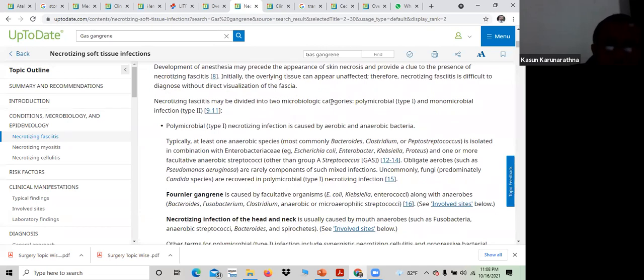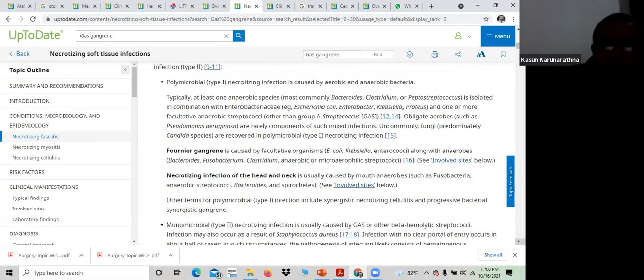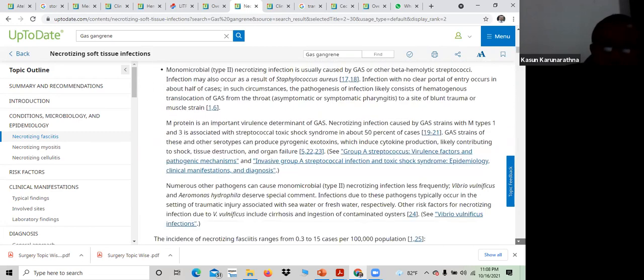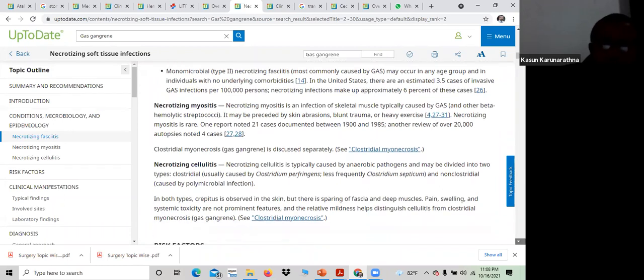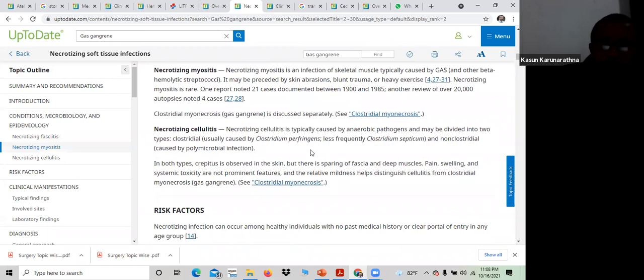Necrotizing fasciitis may be divided into two microbiological categories: polymicrobial and monomicrobial. Polymicrobial can be aerobic or anaerobic, right? Then necrotizing myositis, infection of the skeletal muscle, right? Then again, necrotizing cellulitis. It's typically caused by anaerobic pathogens and may be divided into two types: clostridial and non-clostridial.